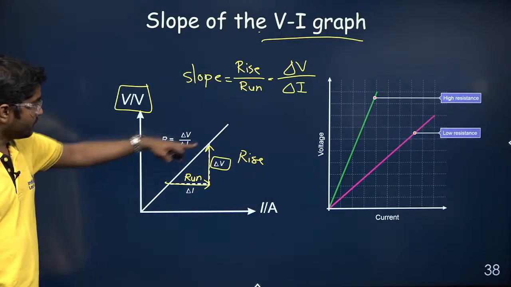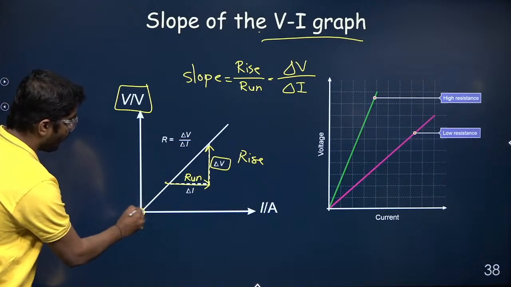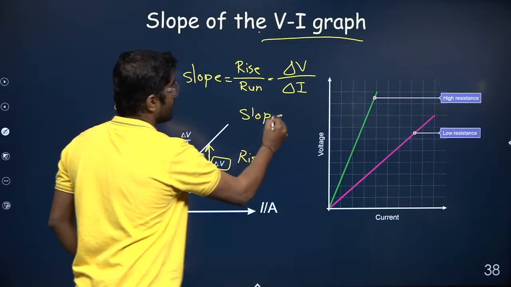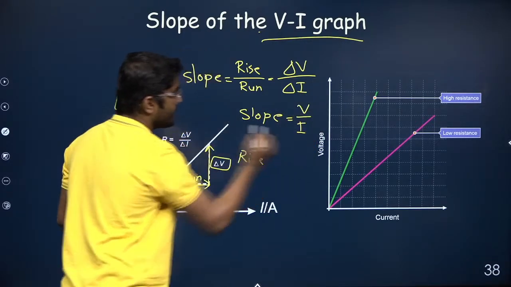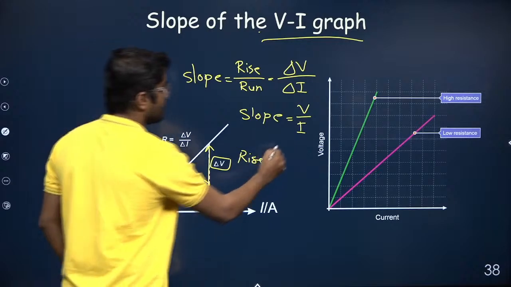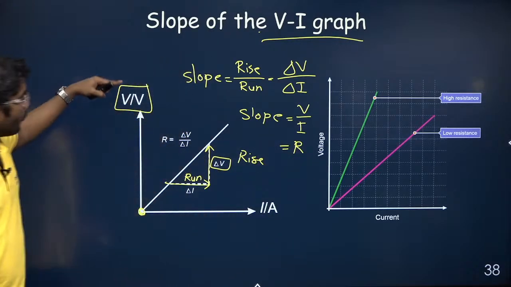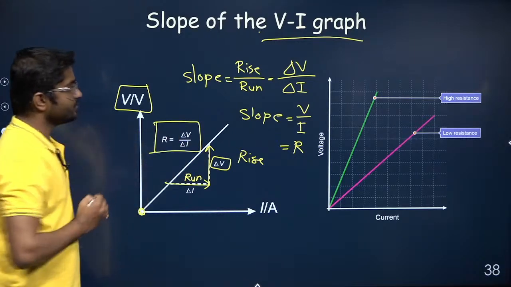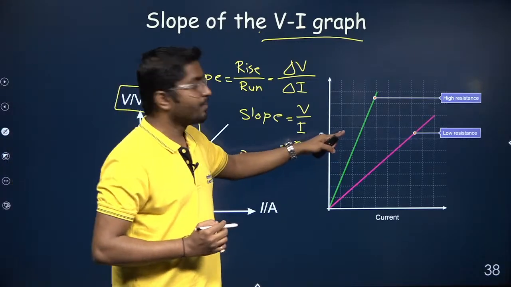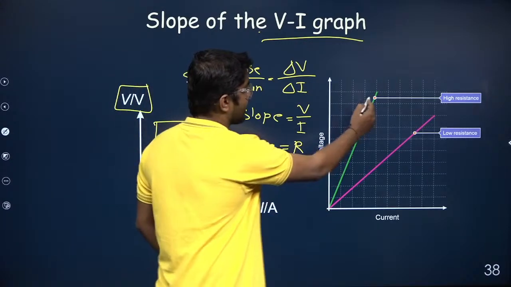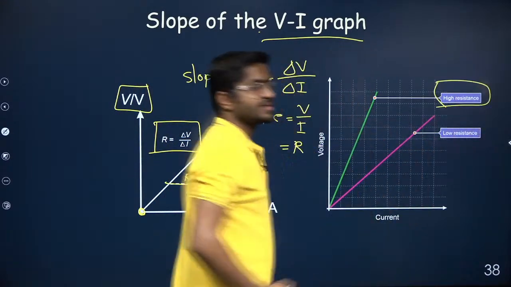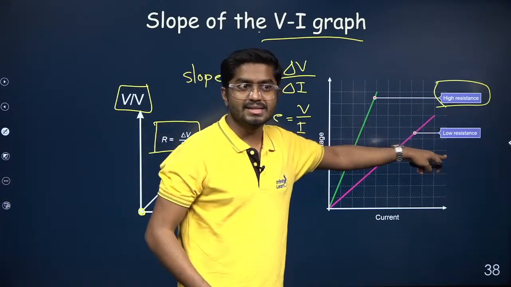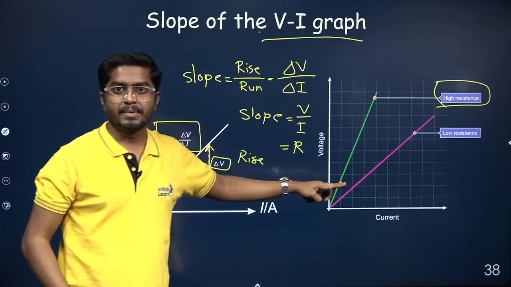correct? So now you see this graph is starting from the origin. So you can write the slope as V divided by I. So what is V divided by I? It is nothing but our resistance. So if you have a voltage versus current graph, the slope will be resistance, correct? So greater the slope, greater would be the resistance. For example, this green graph has higher resistance because it is steeper, right? The red graph has a lower resistance because it is not that steep. Got it? Understood?